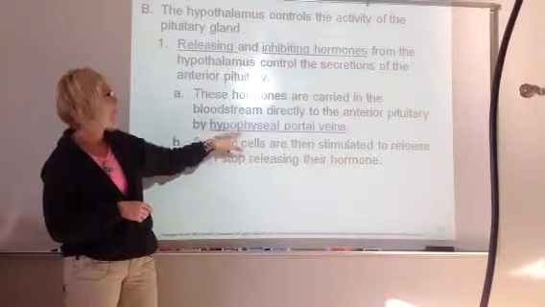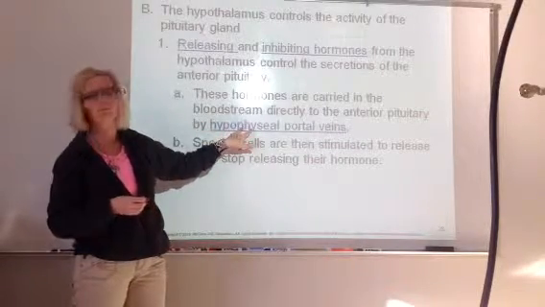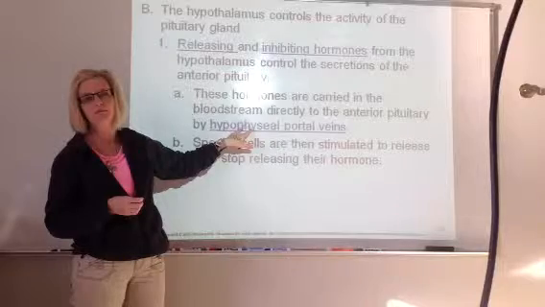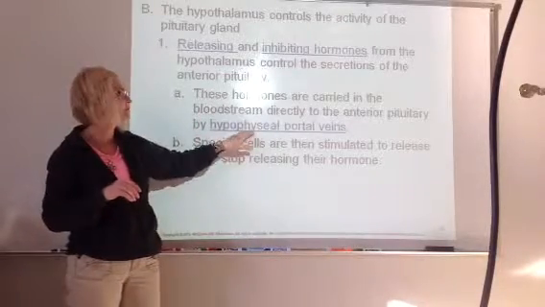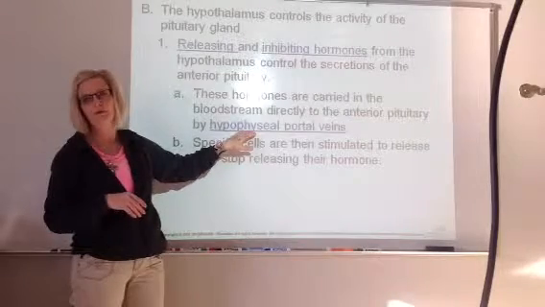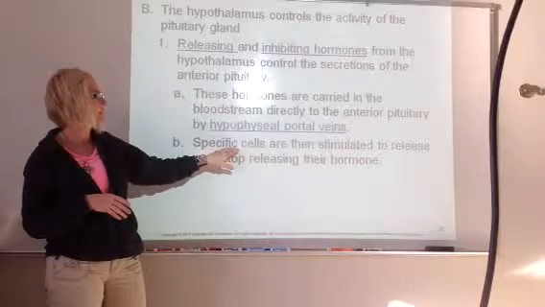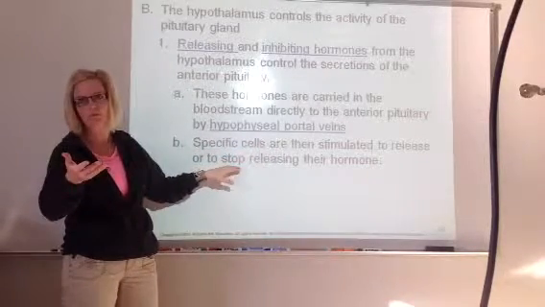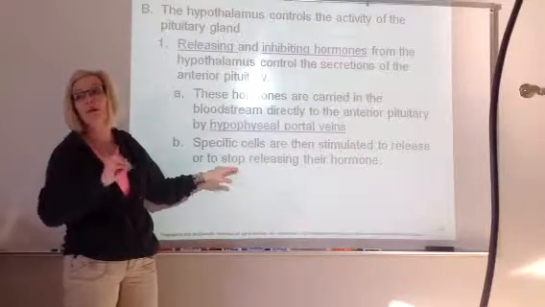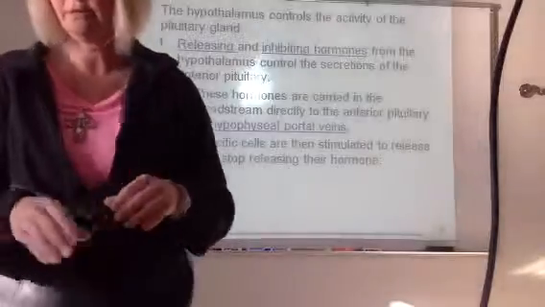it's called the hypophyseal portal veins, and that's where those hormones enter the bloodstream. So this is just the first vein or bloodstream that those hormones are going to enter into. And then once they reach those specific cells, they're stimulated to release their hormone if needed, or slow down or stop that releasing if we have too much of it.